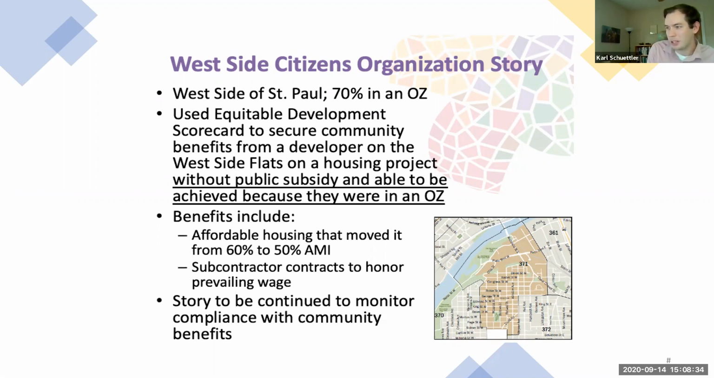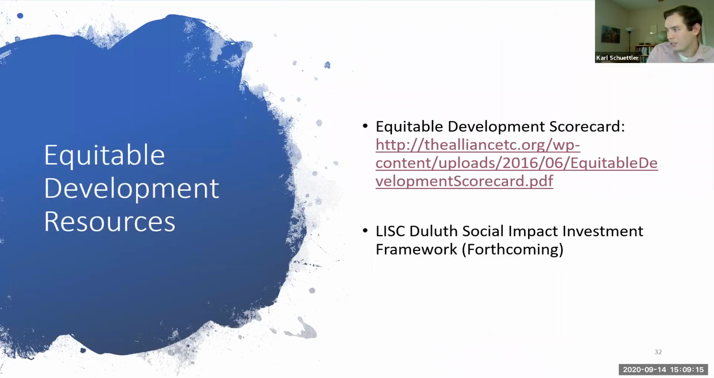So in this case, a project that was going to include some affordable housing at 60% of the area median income was able to get down to 50%, so it's even more affordable for the residents in the area. And they also got some contractors to honor the prevailing wage rates in the area, so again, providing jobs potentially for people who live in the area. And it's something that they're continuing to monitor on an ongoing basis, so that they can make sure that investment is being used in a way that helps the community. So that's our example of how that can be used successfully. And the link to that scorecard is available here.